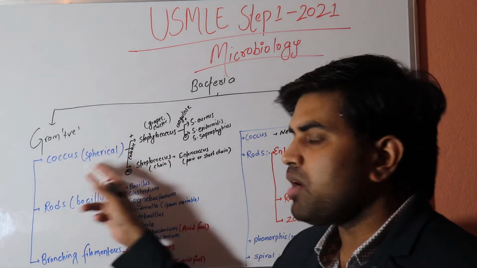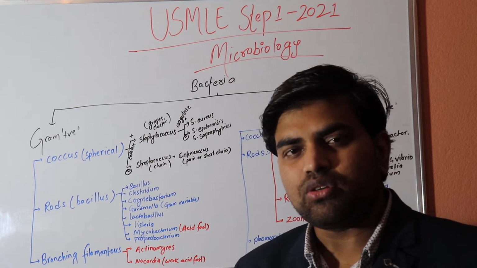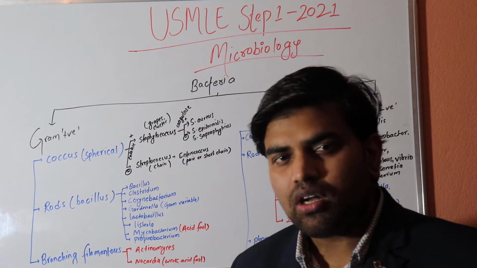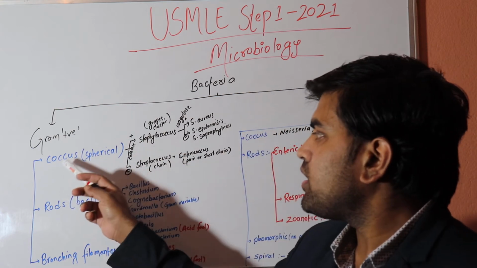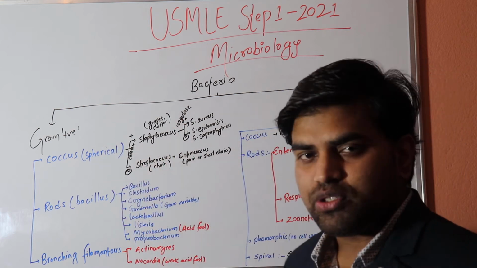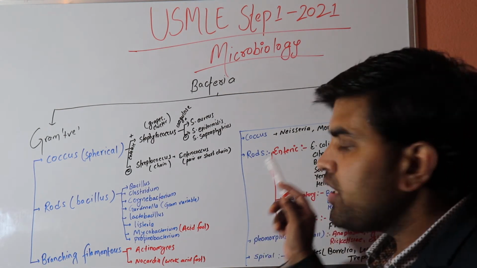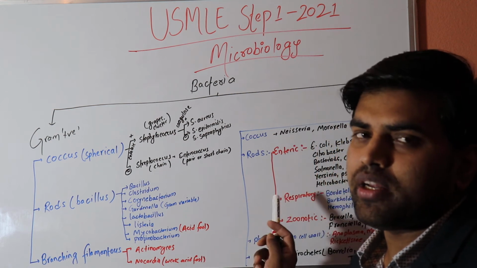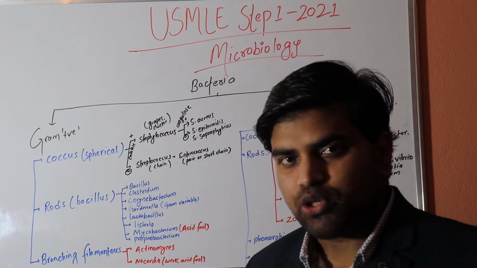Mostly gram positive bacteria are cocci, the spherical organisms. So if you see round bacteria, most of them are gram positive. Only a few are gram negative, and those are Neisseria and Moraxella. So all cocci, that is spherical bacteria, will be mostly gram positive. Only a few are gram negative: Neisseria gonorrhoeae, Neisseria meningitidis, and Moraxella catarrhalis. Most of them will be blue or violet in color, and that is the gram positive organism.